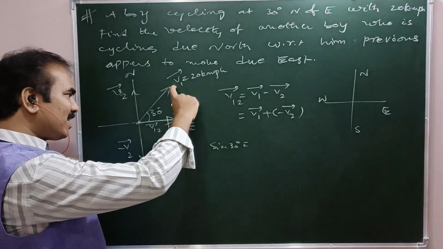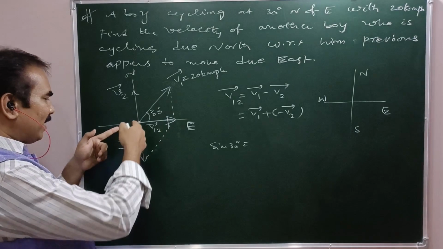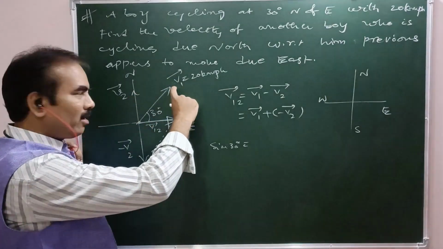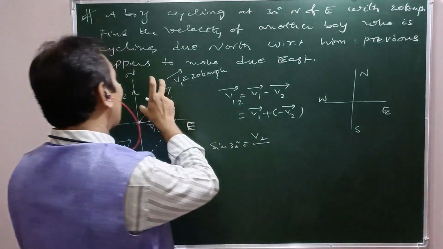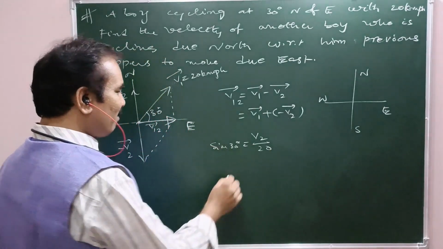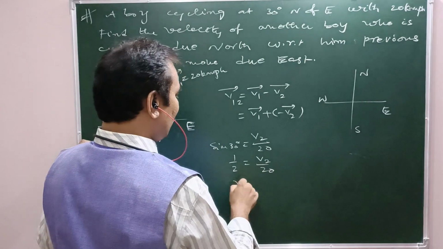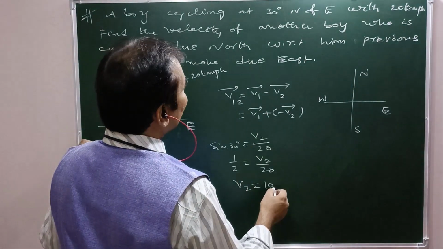Now what is the opposite side? This is the opposite side. These two are one and the same. So the vector is minus v2 bar. Here also the vector is minus v2 bar, but the magnitude is v2. So v2, opposite side v2 by hypotenuse 20. Right? Now sin 30 means 1 by 2. That is v2 by 20. v2 equal to 10 kmph.